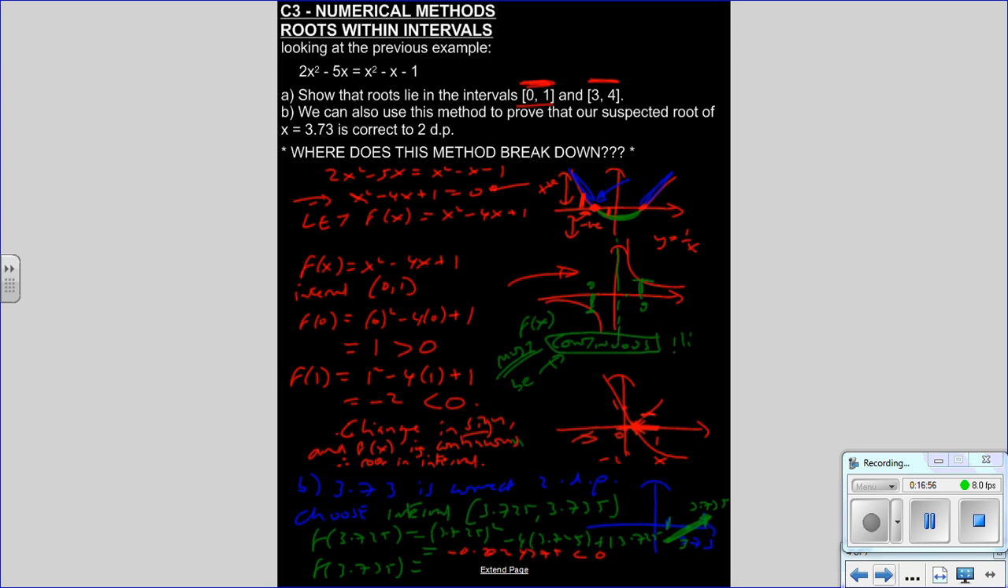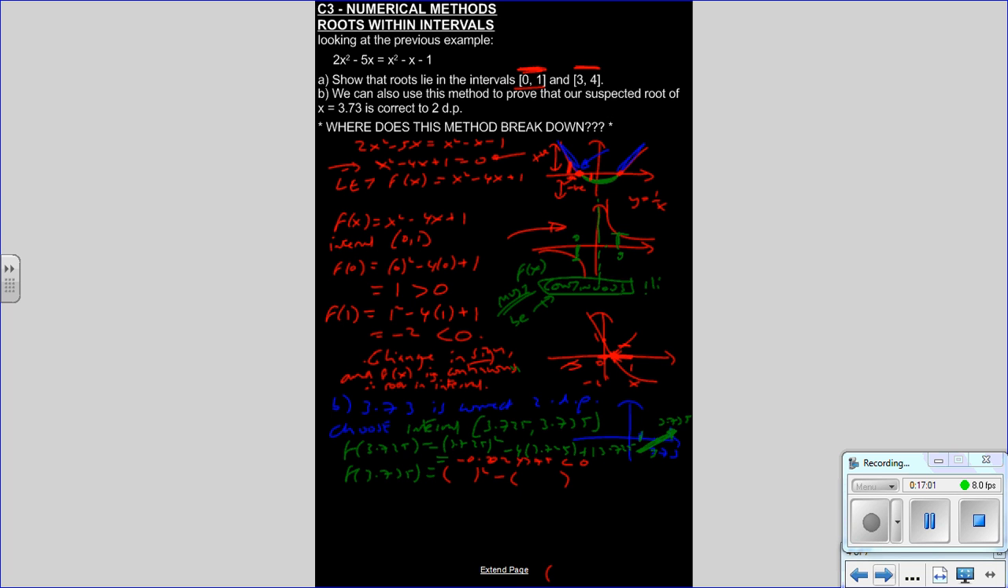Whereas if I put in 3.735, so write the same again, squared, you must write it, okay? You must write it. If I whack that in, 3.735, otherwise you don't get the marks. Answer squared minus 4 answer plus 1, I get 0.010225, which is greater than 0. And therefore, like before, change in sign, f of x is continuous. That's really important. Therefore, root must have a closing statement, root correct to 2dp.